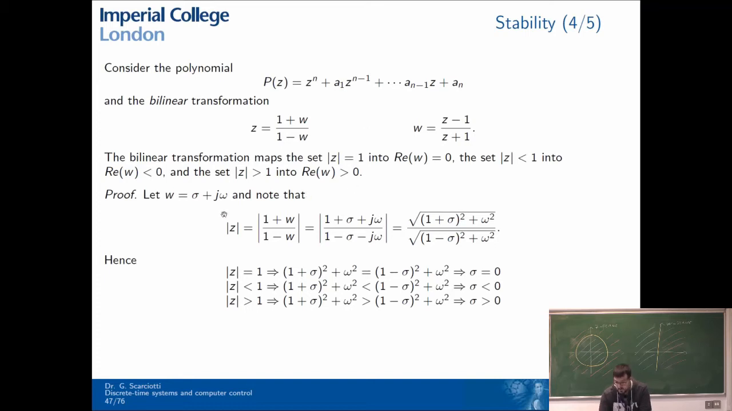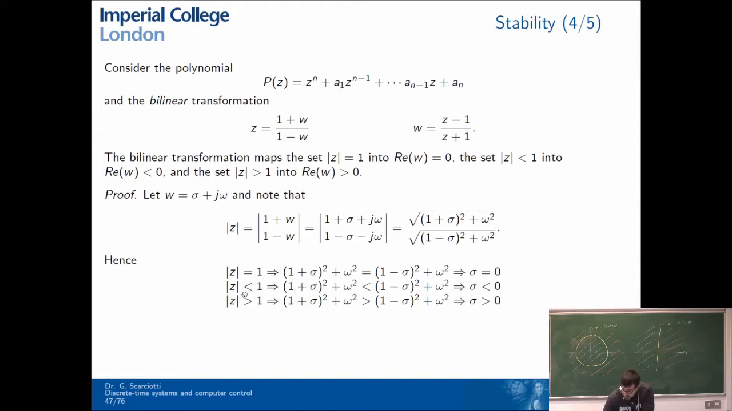So let's consider the absolute value of z, which is the absolute value of this expression here. And w is a complex number, so we call the real part sigma and the imaginary part omega. We replace this in this expression, and then we compute the absolute value. Now, when the absolute value of z is equal to 1, the numerator has to be equal to the denominator. So we have this expression, and once we do all the simplification, this implies that sigma is equal to 0.